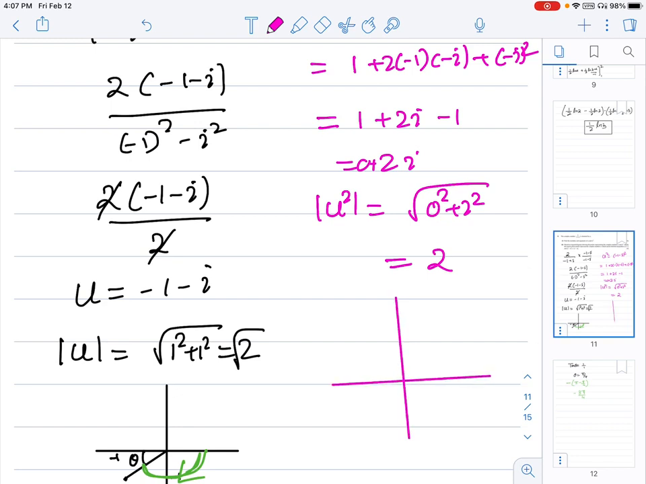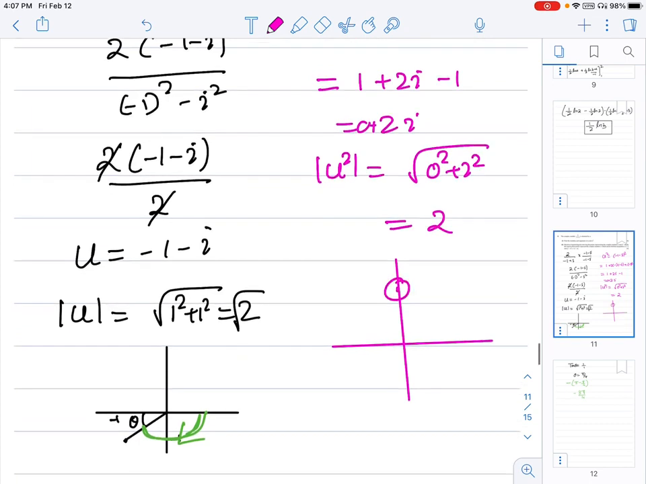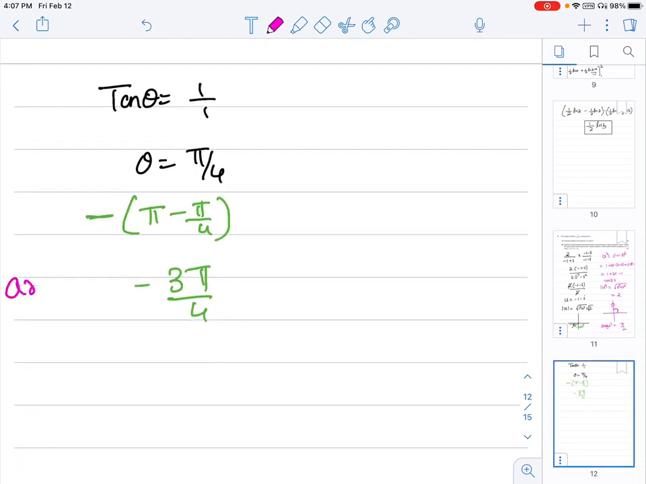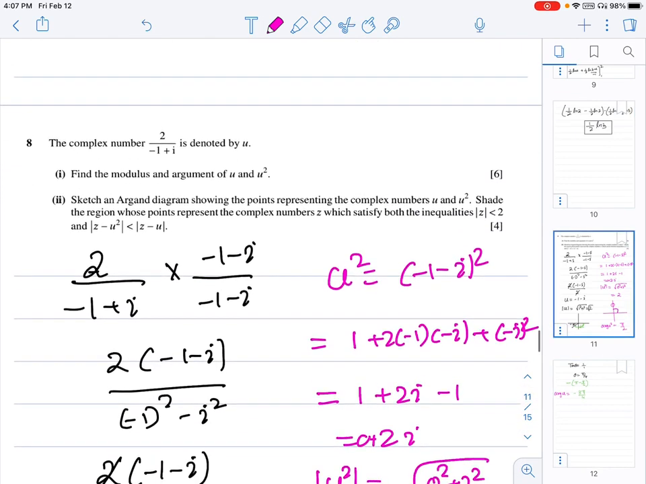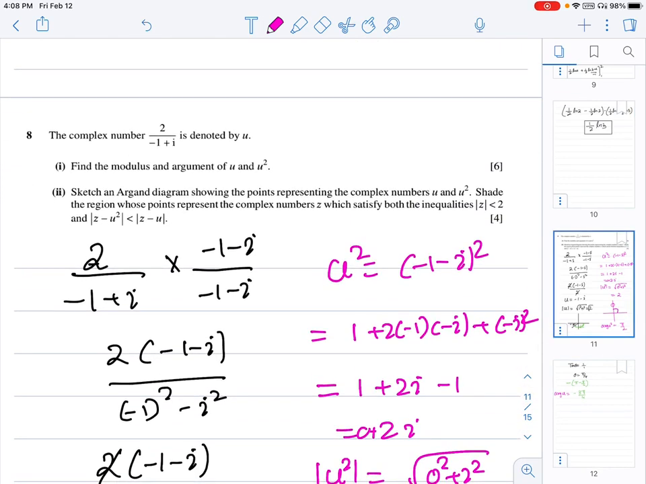Now the argument. Where is 0 comma 2i? It will be over here on the y-axis. So therefore its argument will be pi by 2. So the argument of u squared is pi by 2, and over here the argument of u. That's the first part. Sketch on an Argand diagram showing the points representing u and u squared.